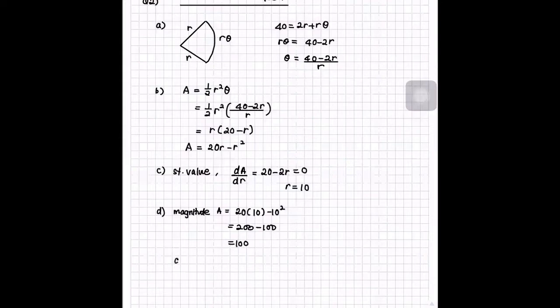And then you check the nature. To check the nature, you do the second derivative. You get -2, which is very easy. Literally, it's giving me a value less than 0. Therefore, A is maximum. Any questions so far? Can you follow?